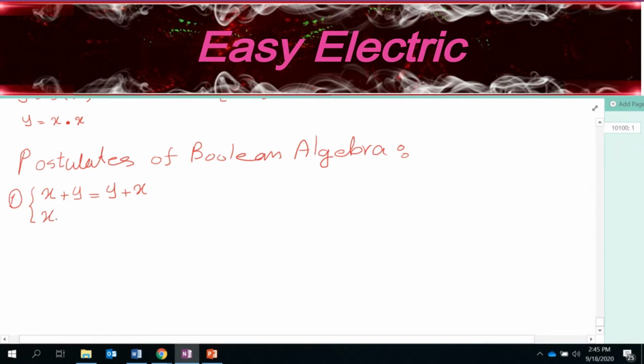The second thing you accept without any proof is x times y equal to y times x. Just be careful. Whenever you are in Boolean algebra, this dot means AND, and this plus means OR, okay? So it should be read like this: x and y equal y and x, x or y equal to y or x, okay? So this is Boolean algebra and it has its own operations, okay?